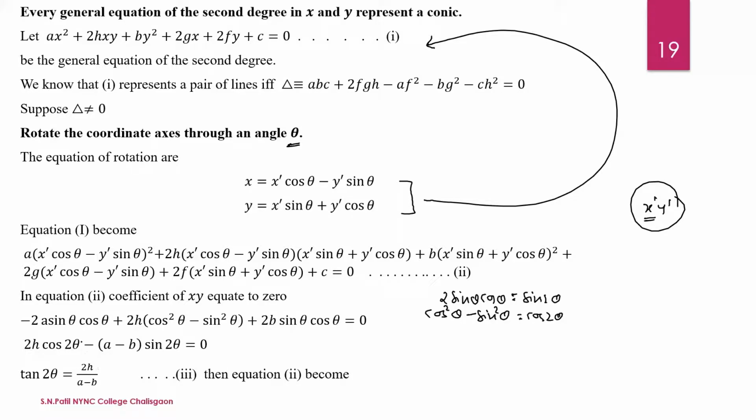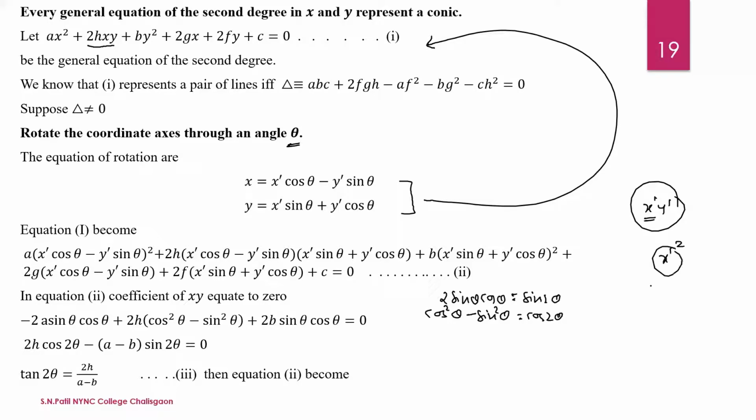In this way we calculate theta, that is, theta is equal to 1 by 2 tan inverse of twice h divided by a minus b. Otherwise, from given values we calculate it. Now here the coefficient of x dash y dash is 0. The equation is free from the term x into y. Now similarly, see here the first bracket is square. Similarly we construct the x dash square term.